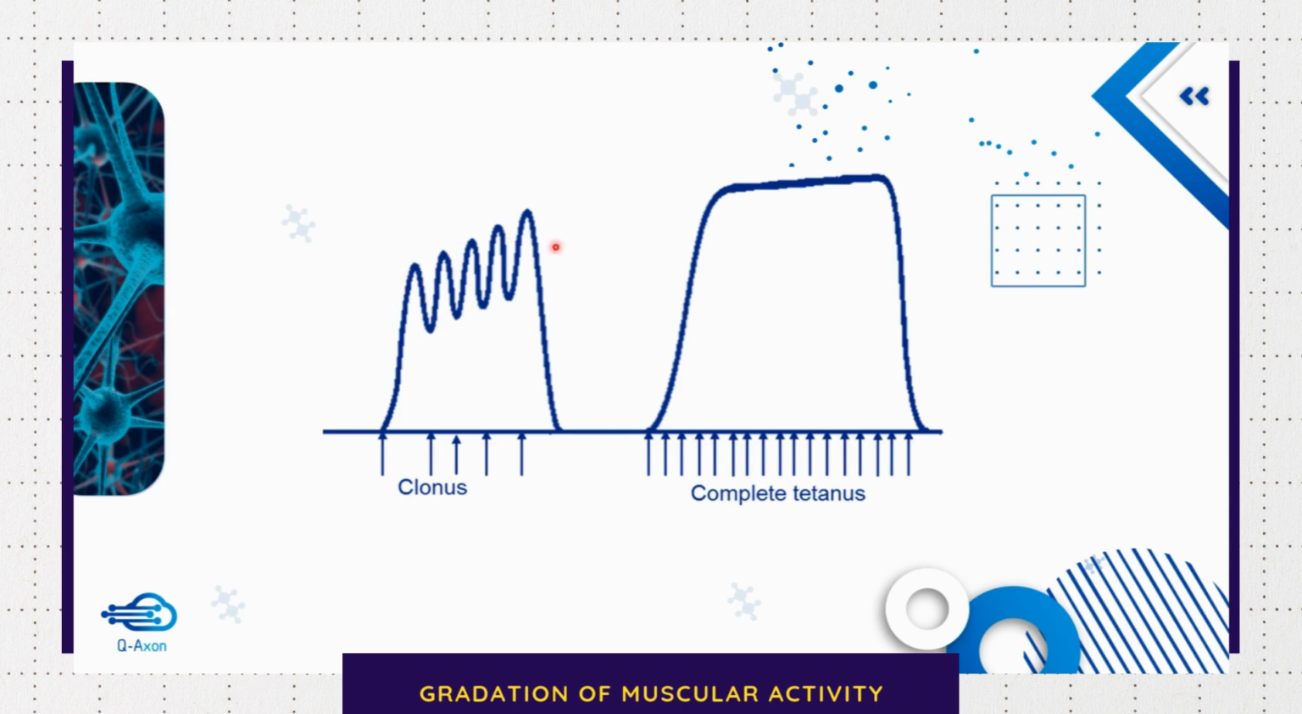You see this visibly as jerky movements in the muscle. So this is clonus. On the other hand, here you've increased the frequency of stimulation. The frequency is so high that every second stimulus is falling in the contraction period of the first curve. Therefore, there is no relaxation. The muscle goes into sustained contraction, and that is called tetanus.